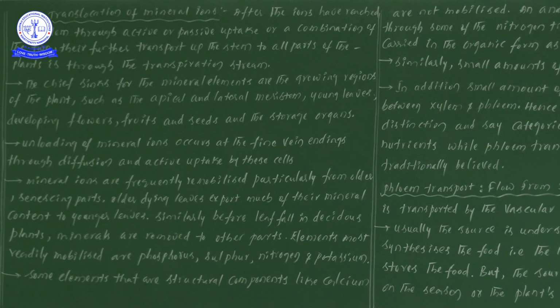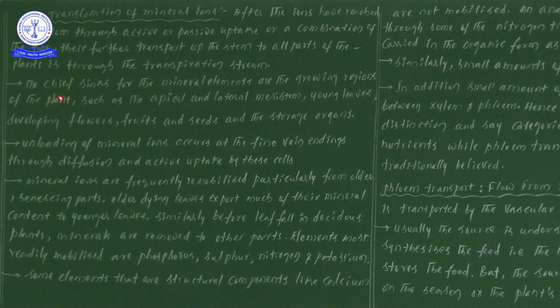First of all, in uptake of water and minerals, what have we seen? It is by active transport, passive transport, or both. So we have seen the uptake of water, minerals and mineral ions. Now in this video, once the mineral ions have reached the xylem of the roots, they are translocated to all parts of the plant by the process of transpiration. This is the point we are now learning.